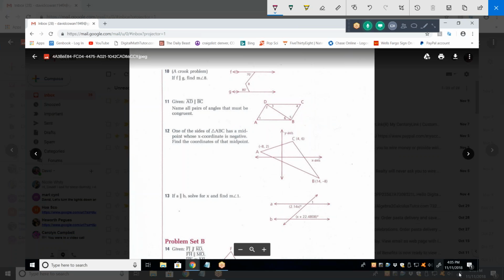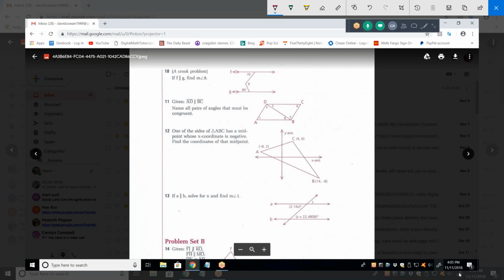And we cannot assume that. They don't say it. In other words, CD is not necessarily parallel to AB. So we cannot assume that. All right, let's go to the next one.